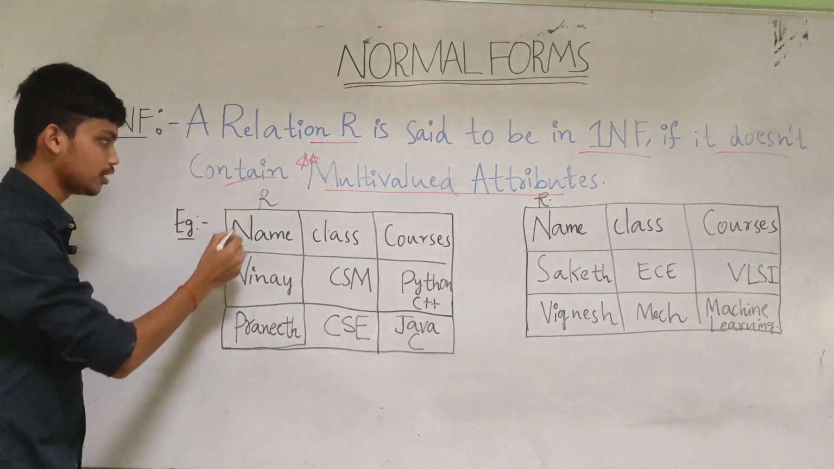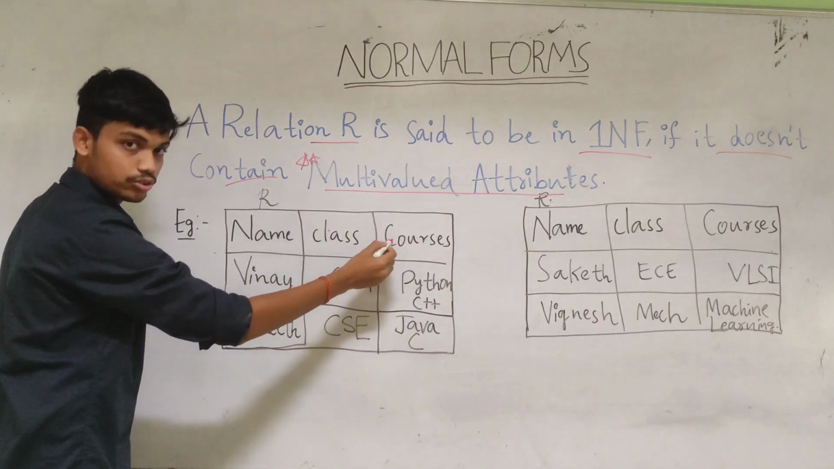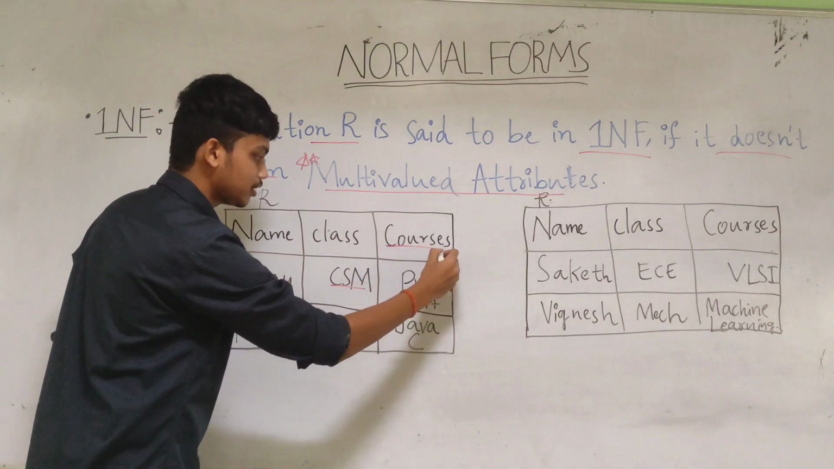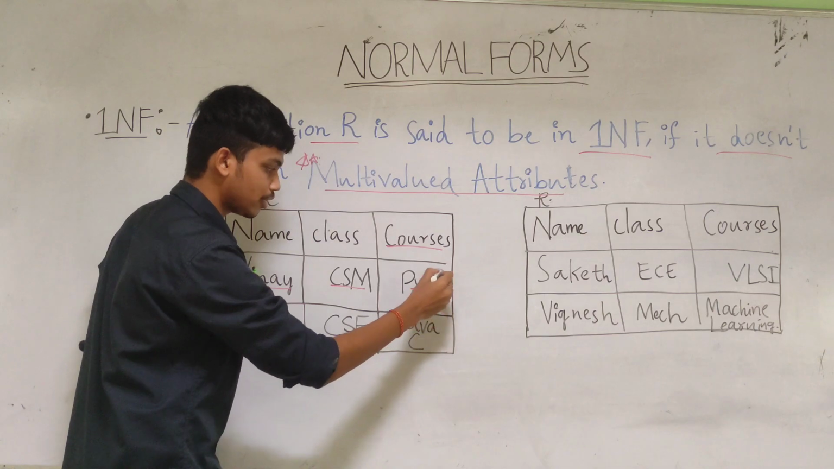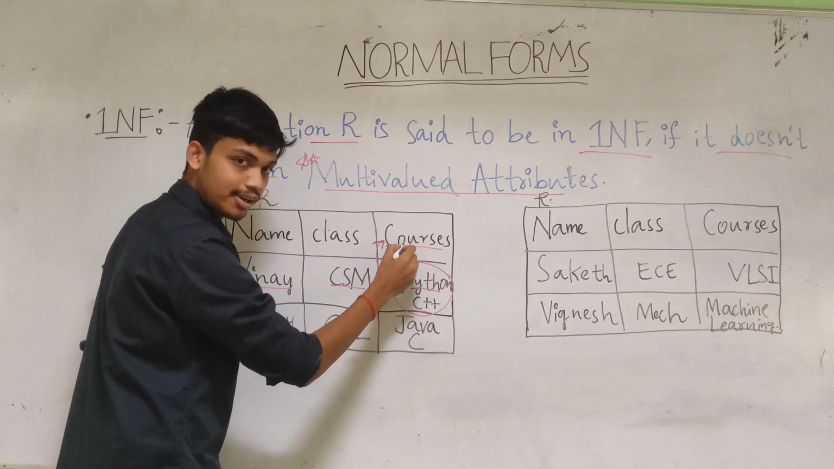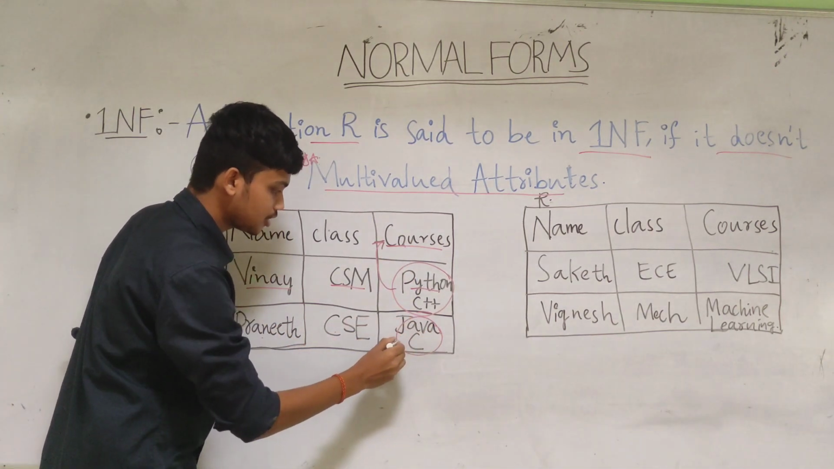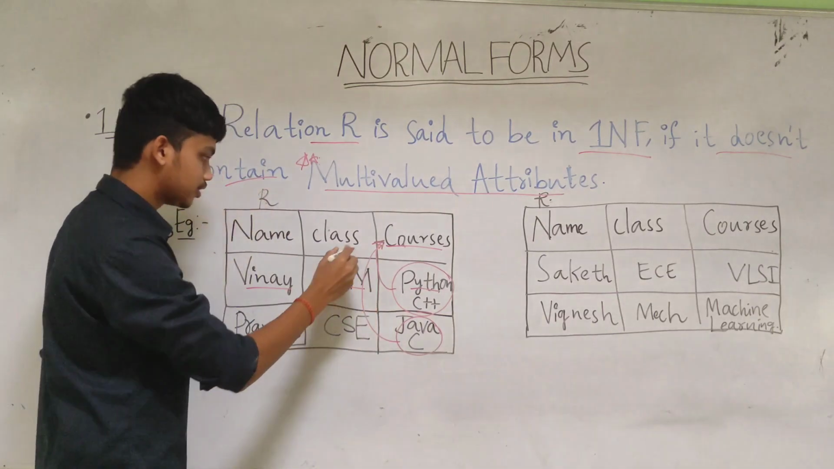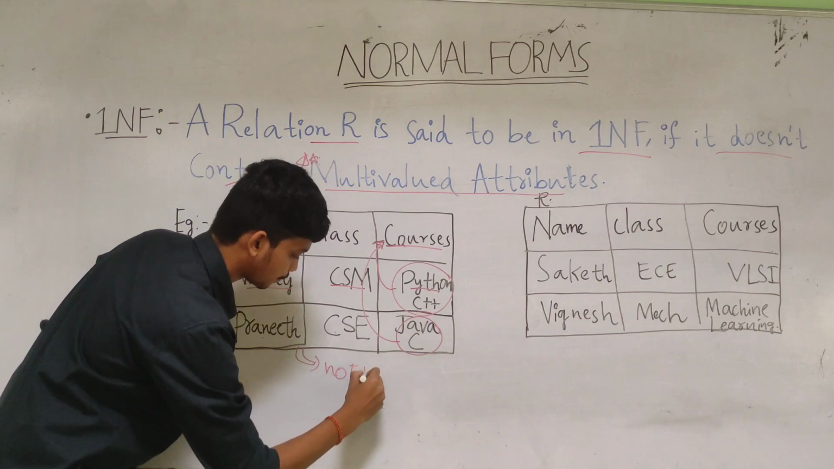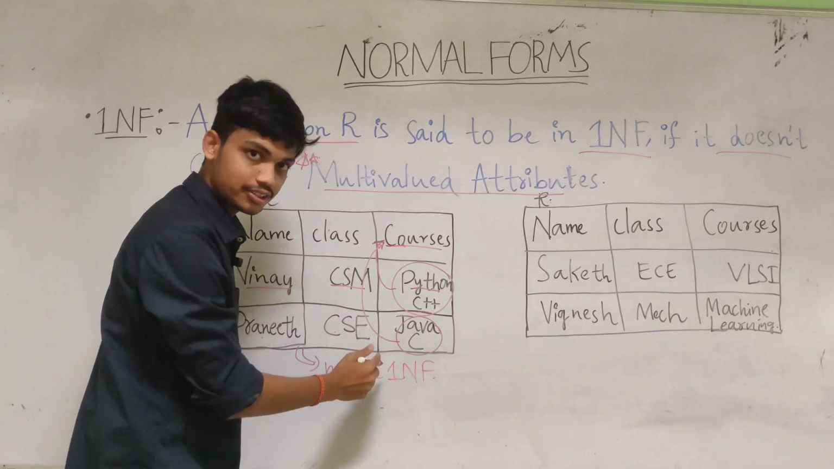Now look at this example. This is a table, R is the relation, and name, class, courses are the attributes. Vinay is the name and CSM is his class, but his courses are Python and C++, both written in the courses attribute. This is a multi-valued attribute. Similarly Pranit, CSC, Java and C. This is a multi-valued attribute, so this relation is not in 1NF.